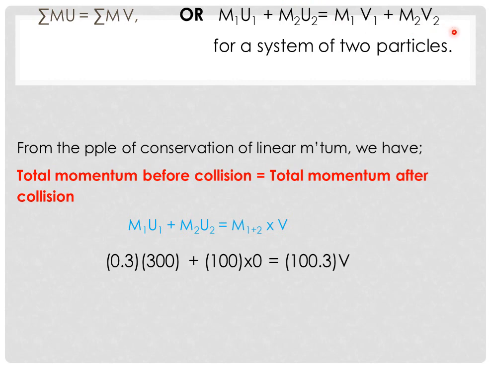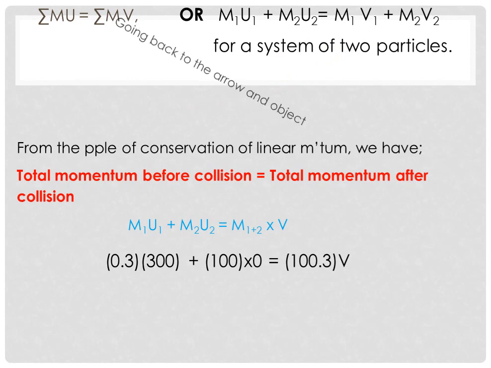At least you can now appreciate why I'm using u for initial velocity and v for final velocity. The initial velocity produces initial momentum, final velocity produces final momentum, initial velocity for m2 produces initial momentum, and final velocity also produces final momentum. This is just for two particles.